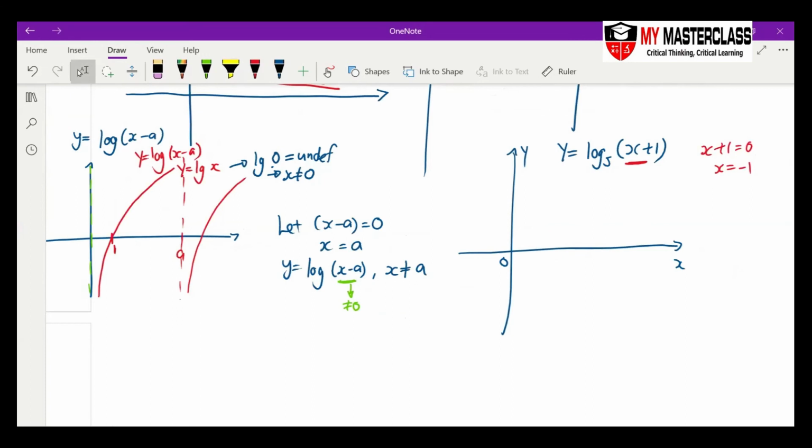Look inside the bracket: X plus 1 equals 0, X equals negative 1, which means there's an asymptote at X equals negative 1. So negative 1 is here. Then now we just draw the line.